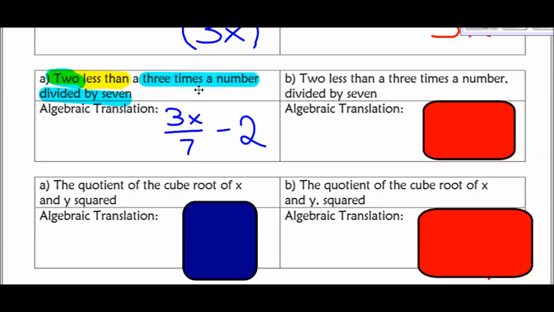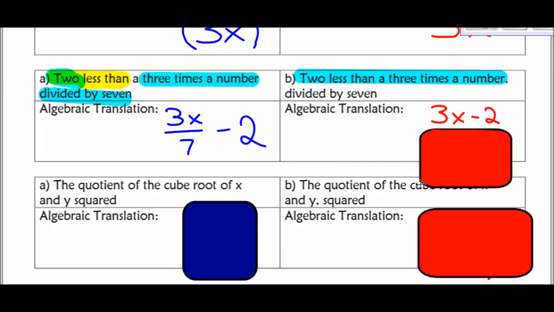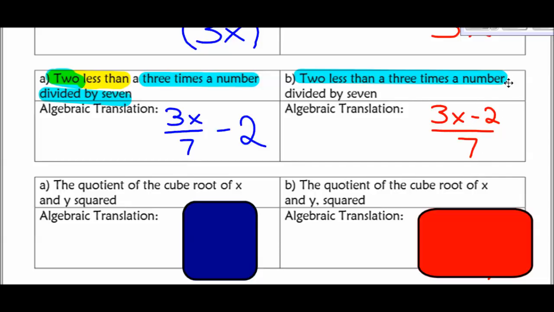The next one is the exact same phrase, it's just got a comma here, so it's telling us to separate these two things. It's saying that this entire thing is together. 2 less than 3 times a number. We're not even going to worry about after the comma, we're just going to write that part out. 2 less than 3 times a number. And then, after that, we're dividing that entire thing by 7. So we're going to put that as a big fraction. 2 less than 3 times the number on top. All of that, separated by the comma, divided by 7.